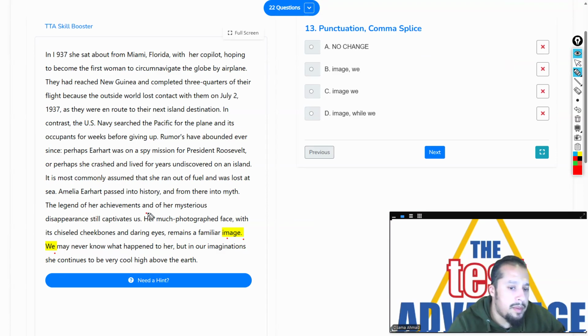What do I do? I start from the beginning of the sentence to the end. These are two sentences, right? So for example, I see there's a period and a comma and we and a comma while. So now what am I going to do? I'm going to read. Her much photographed face remains a familiar image. This is an independent idea. We may never know what happened to her. This is an independent idea.